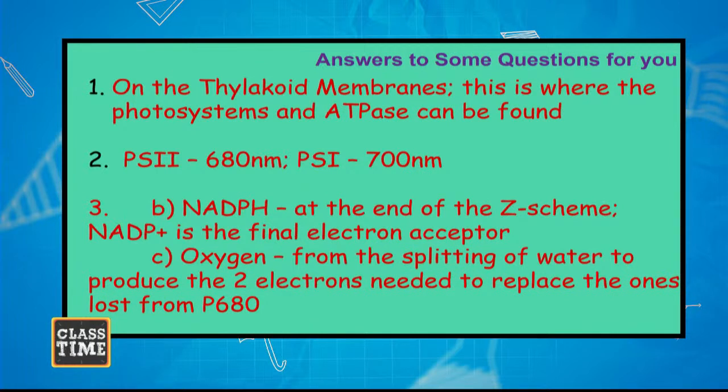The second question was very simple, and it could be a multiple choice question in real life. What you find is that photosystem 2, which is the first one we tend to look at, has a reaction center chlorophyll A that absorbs at 680 nanometers. And for photosystem 1, 700 nanometers is the reaction center absorption wavelength.